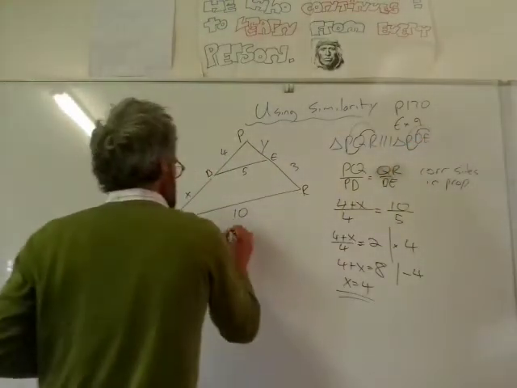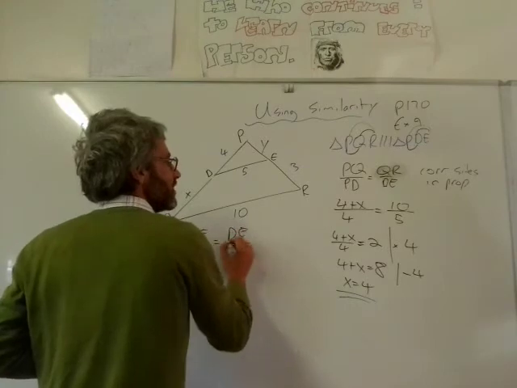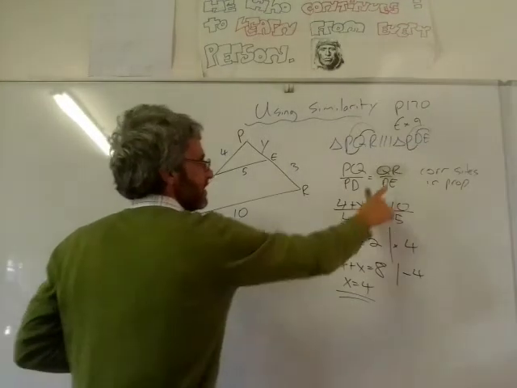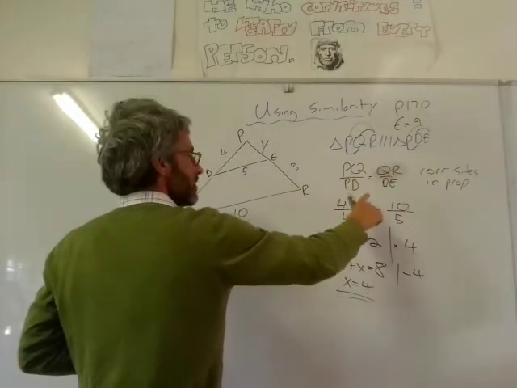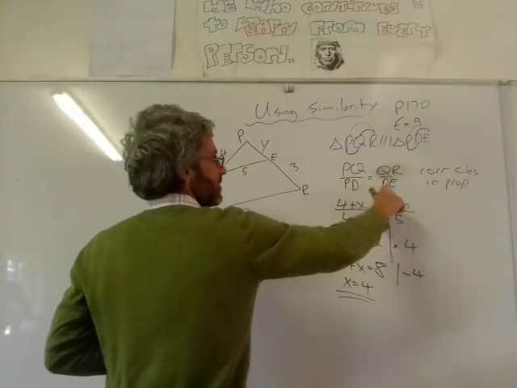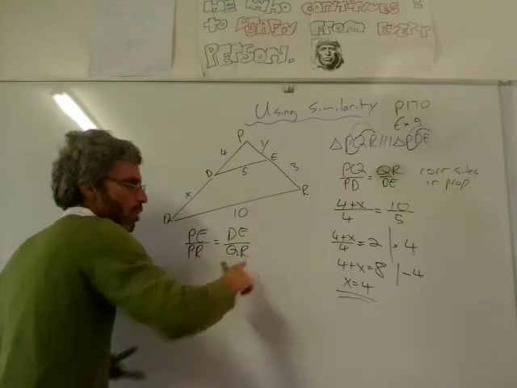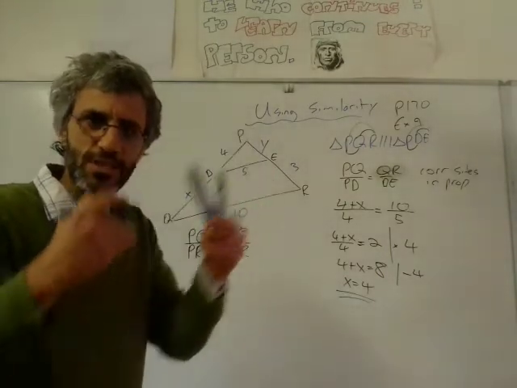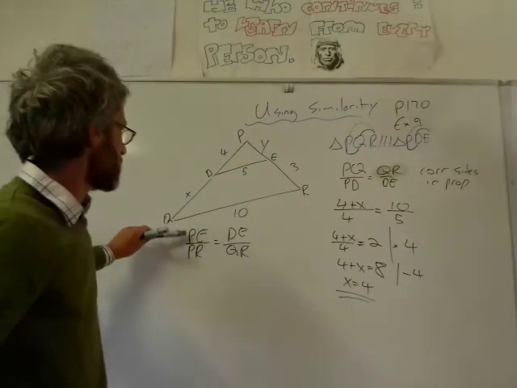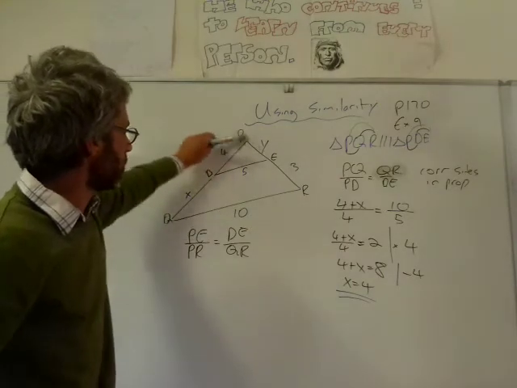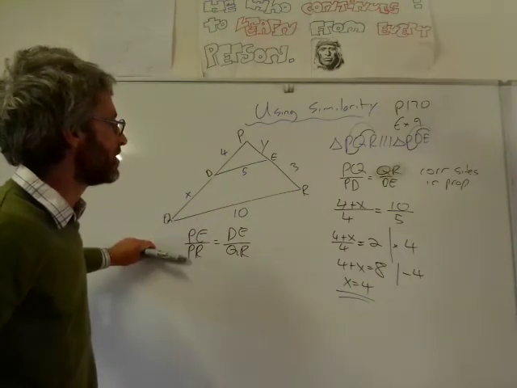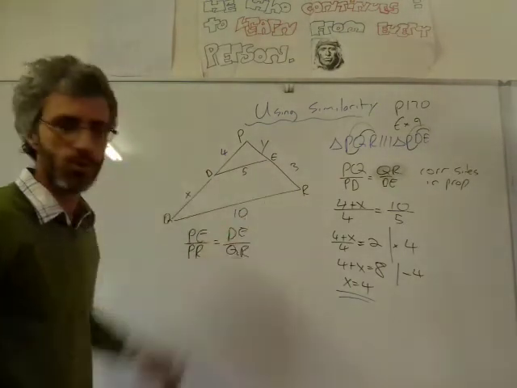DE divided by QR, just like I did here. Yeah, DE. Here I had QR over DE. Here I have DE over QR. Why is it the opposite? Why is it flipped? Because here I've done the small triangle, PE divided by PR. If I did PR over PE, it would also be flipped.